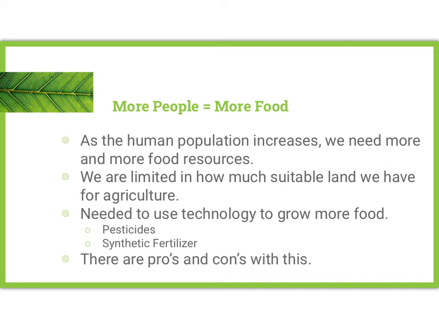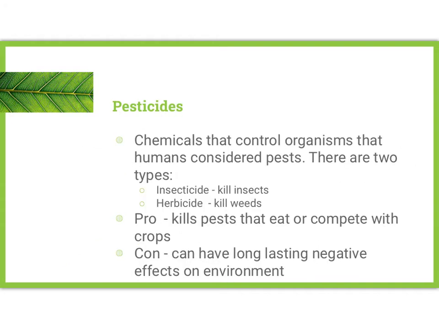So we've developed pesticides and synthetic fertilizer to help maximize the amount of food resources we can get from that land. There's pros and cons associated with both of these. Pesticides are chemicals that control organisms that humans consider pests. There's two different types. An insecticide will kill insects, and a herbicide kills weeds. Pesticides describe both of those.